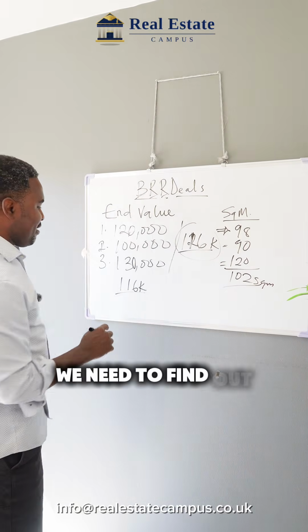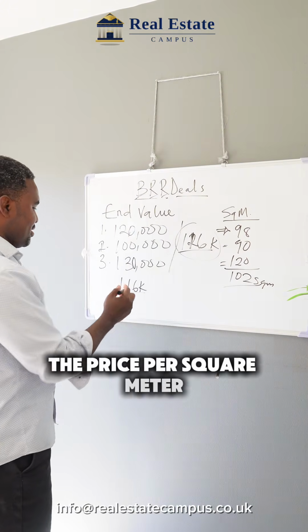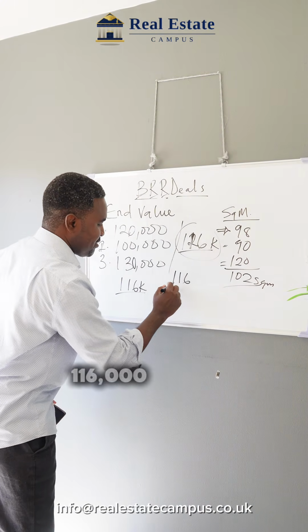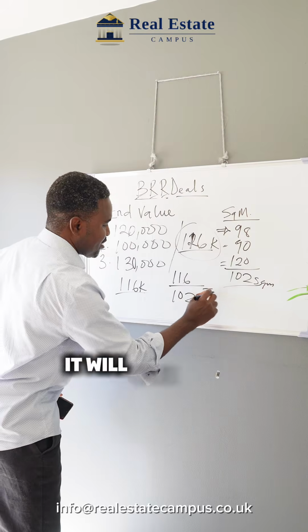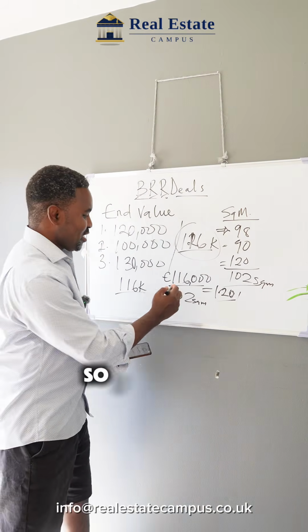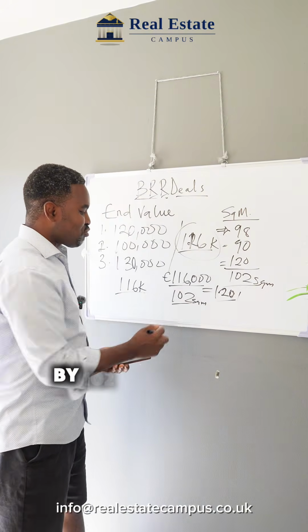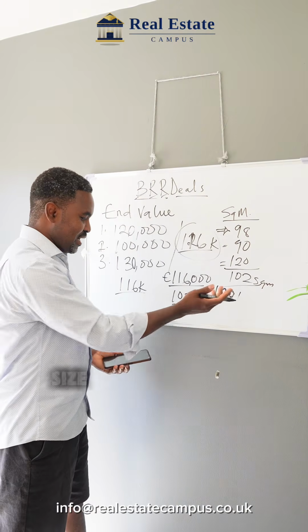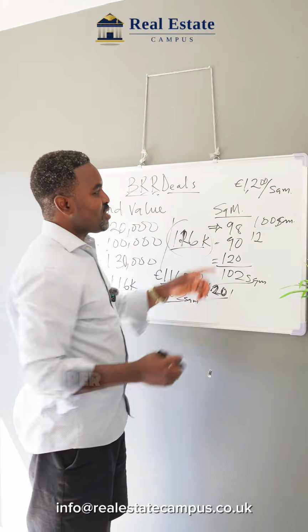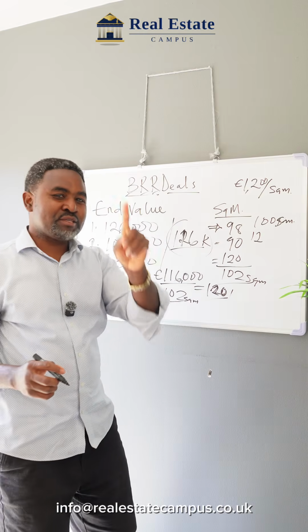So we need to find out the price per square meter. We just need to divide 116,000 over 102. It will give us the price per square meter. So if we divide 116,000, the average of the price, by 102 square meter, the average of the size of the property, we'll get 1,200 pounds per square meter.